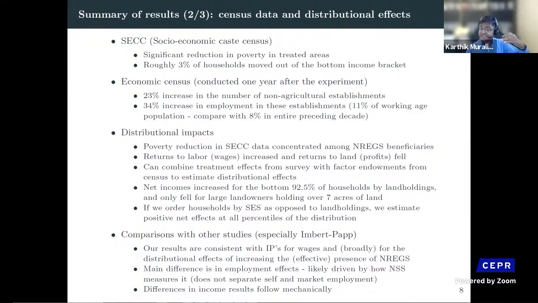And the other thing is NSS doesn't measure income, and so existing work mechanically has to infer income results by multiplying wages and employment, whereas we measure income directly and can triangulate, right, that the income results line up with the wage and the employment results. So how do we make sense of all of this?